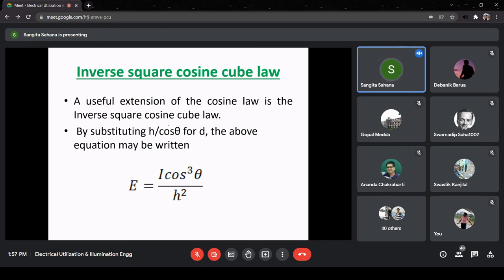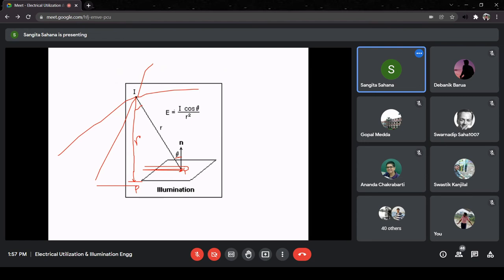This is again the same one, the inverse square cosine law. We have just expressed this R in terms of the height.